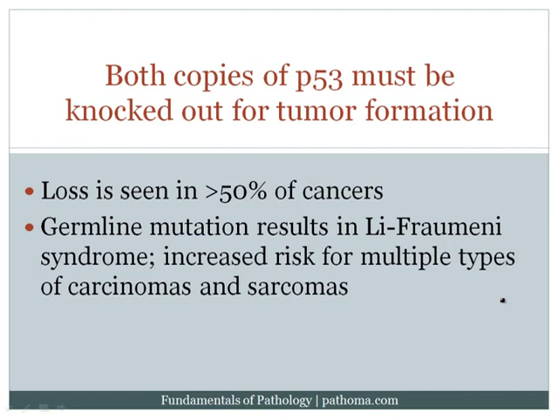Now, it's important to note that both copies of p53 must be knocked out for tumor formation. And the way I think about this is it's sort of like an intersection, right? These are traffic cops, and if one traffic cop goes to lunch, then the other traffic cop can sort of man the intersection and there wouldn't really be any accidents. But if both traffic cops are not at the intersection, it becomes chaotic and there's an increased risk for accidents. And so the only way to develop tumors is to knock out both copies of p53.